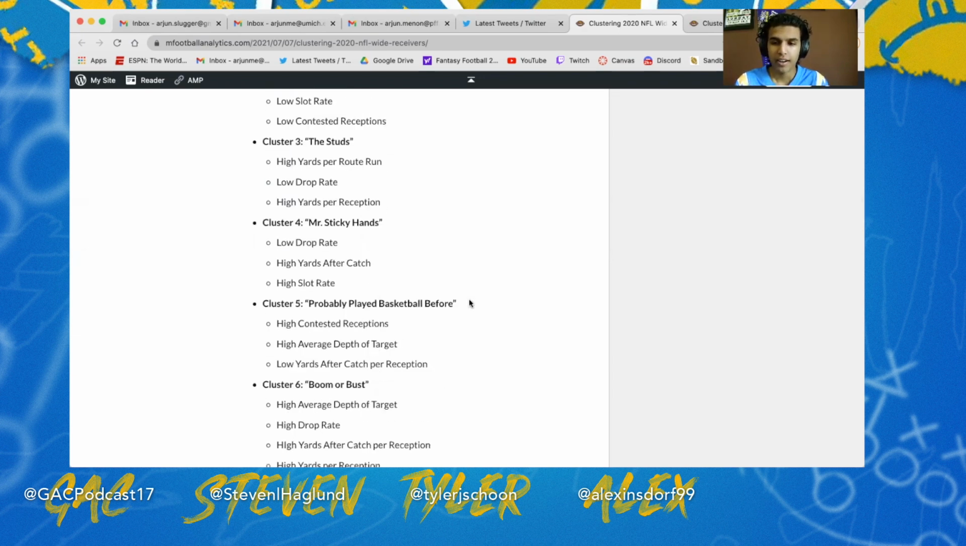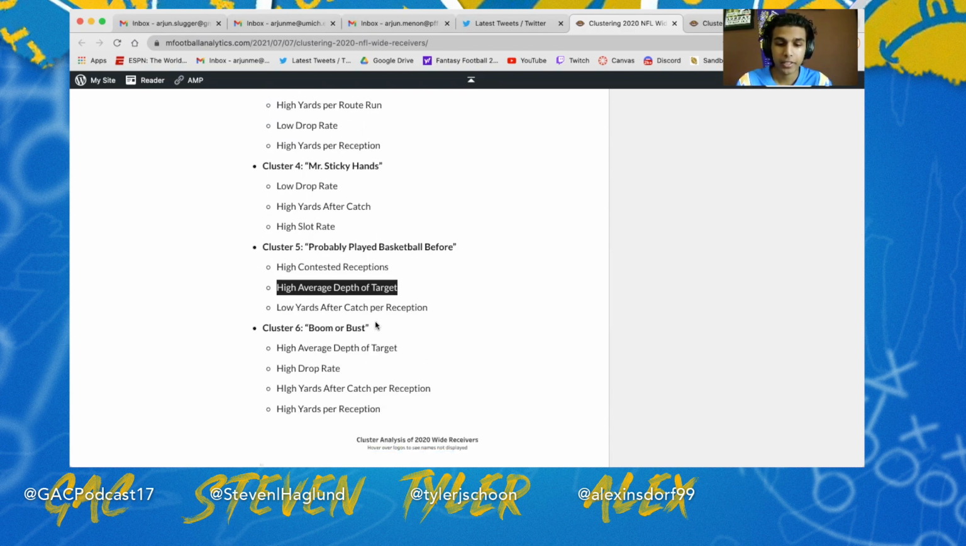Cluster five, I thought this was my most creative title. I called them Probably Played Basketball Before because they had a high contested reception. So they either were a jump ball god or they had a really inaccurate quarterback that made it tough for them to catch the ball when they were wide open. They had a high average depth of target and then a low yards after catch per reception. So most likely a jump ball guy.